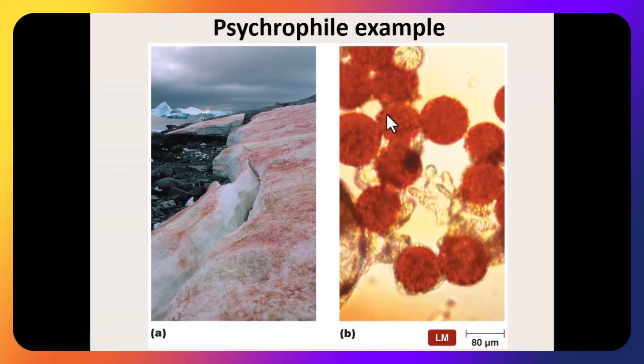Again, this is just showing those psychrophiles, the ones that like freezing temperatures. This is Antarctica. There is an organism that loves the freezing temperature. It just happens to have a red pigment to it. And so on the snow, you can see the red pigment. It looks like bloody snow. It's just an organism that grows happily on snow. It wouldn't grow anywhere else if it was warmer, and it just happens to have a red pigment to it.